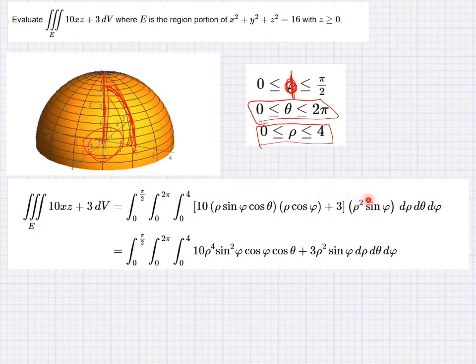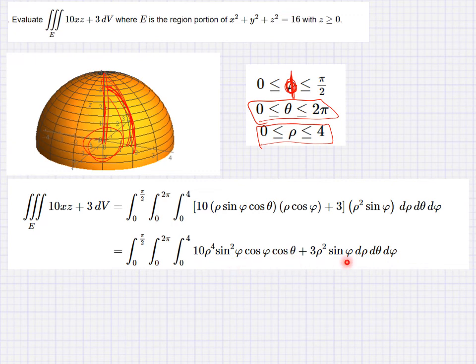So this is the conversion over. It looks kind of messy, but what we're going to do is distribute this to the 3 and simplify. So you see 3 rho squared sine phi here. And when I distribute this into here, these are all multiplied together, right? So we would have a rho, another rho, and a rho squared, so that's rho to the 4th. We have a sine phi and another sine phi, so sine squared phi. We have a cosine phi and a cosine theta. So that's all that is.